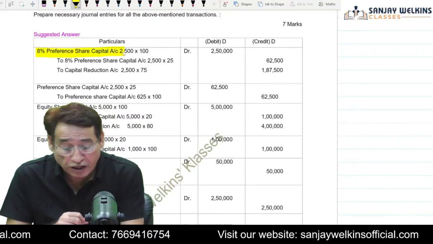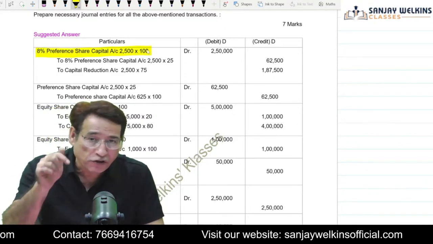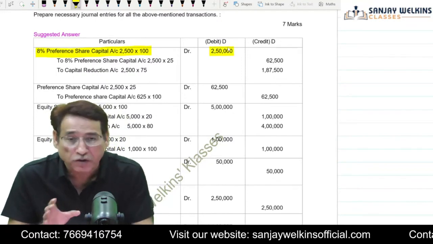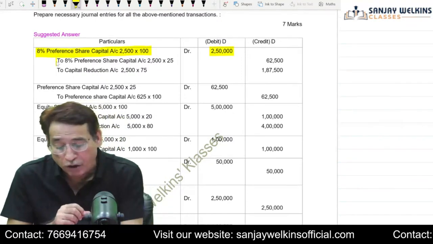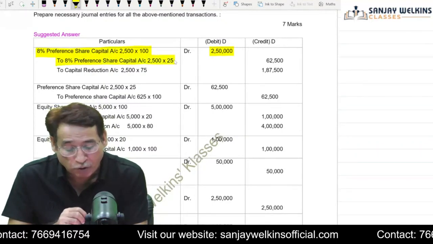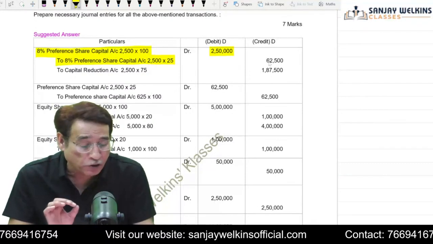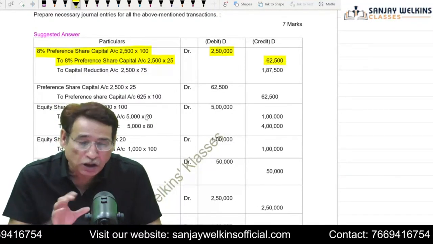8% preference share capital. First of all, I will write my preference share capital. We have already seen 2,500 shares of 100 each. As usual, first of all, I'm going to write this entry because preference share capital has come down to 25. So new preference share capital will be 2,500 into 25, that will be equal to 62,500.